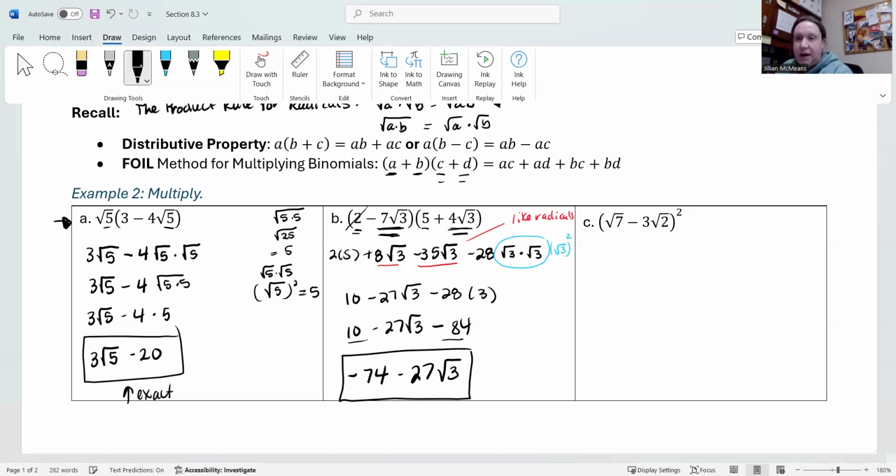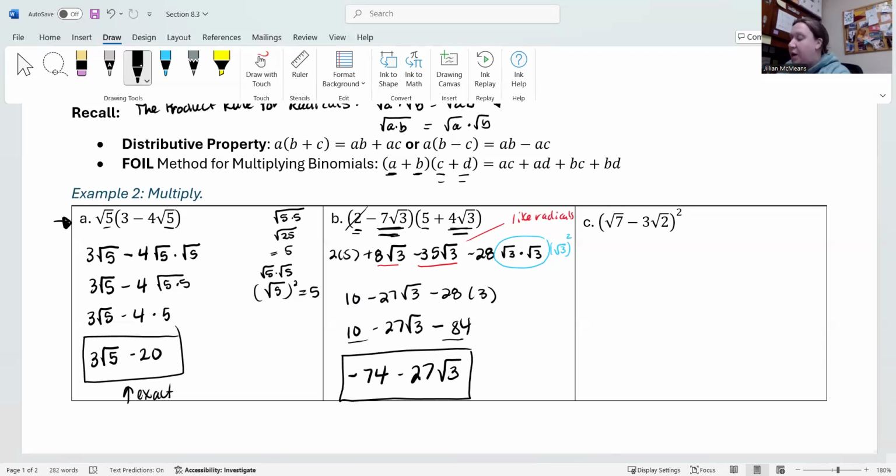So again, you cannot just go to a calculator and type in 2 minus 7 square root 3 times 5 plus 4 square root 3 and think that's acceptable. You'll get a rounded decimal answer. We want the exact answer. And for it to be exact, we need it simplified with radicals still in the expression.